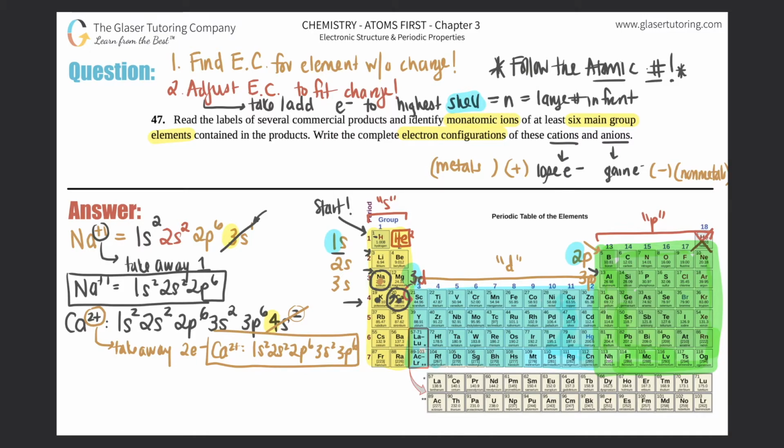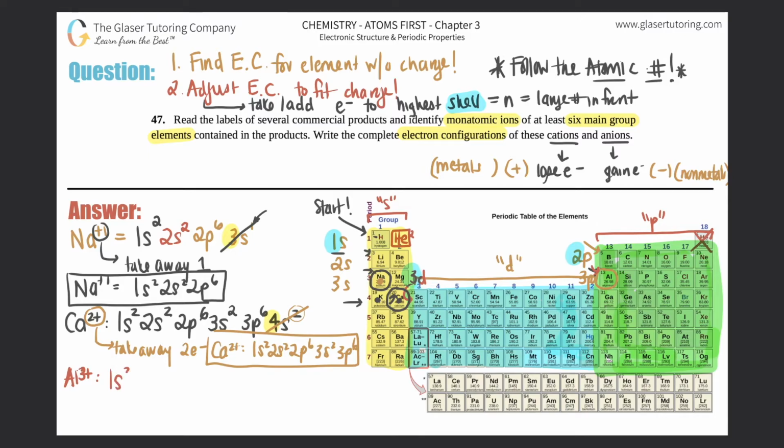Okay, now let's move on to aluminum. Aluminum is obviously found in aluminum foil. So usually Al is a +3. So we just got to keep playing the game until we get to number 13. So we got to start at hydrogen.